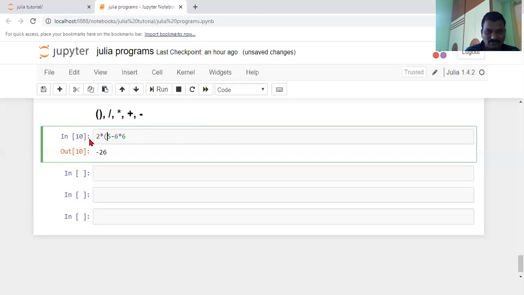But now I am writing the bracket here. First preference I am giving to the bracket. That means 2 into 5 minus 6 into 6. What is the value? First it will calculate the bracket value, but within a bracket there is some calculation. It will complete that calculation part first. 5 minus 6 is minus 1 here, into, based on the associative value also.